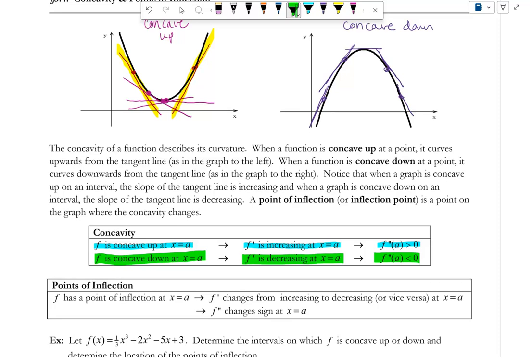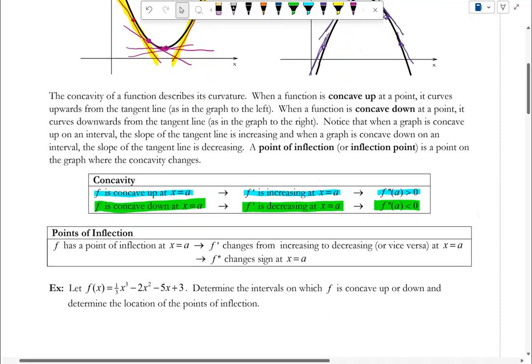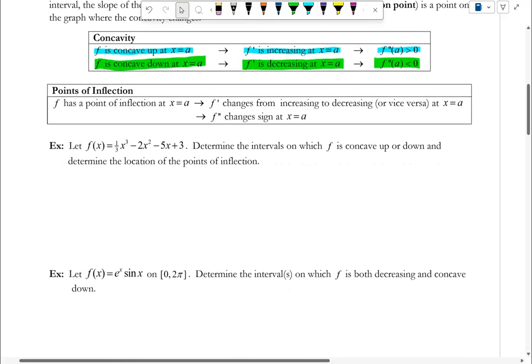Very similarly to how we determine the location of a relative min or max, we're going to have a really similar process for determining the location of a point of inflection, or where our function is concave up or down. So in this first example, we are asked to determine the intervals on which f is concave up or down and determine the location of the points of inflection. In order to do this, we need to find the second derivative because we can use our number line sign test on the second derivative.